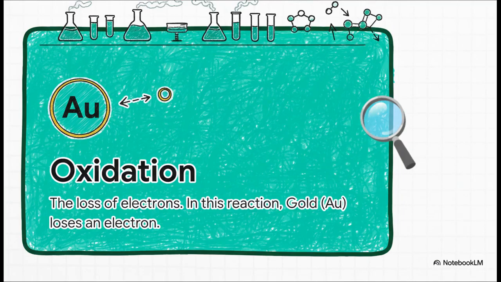So our first type of mini reaction is called oxidation, and I have a fantastic memory tip for you here. You're going to love this. Just remember the word OIL, O-I-L. It stands for oxidation is loss. Say it with me, a loss. A loss of what, you ask? A loss of electrons. In our big puzzle, it's the gold, the Au, that is losing an electron. It's literally giving one away.